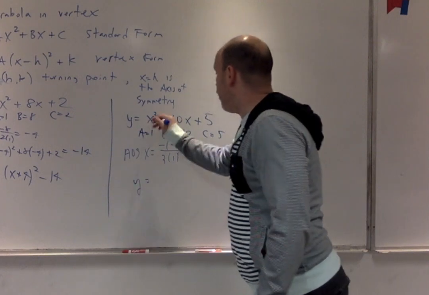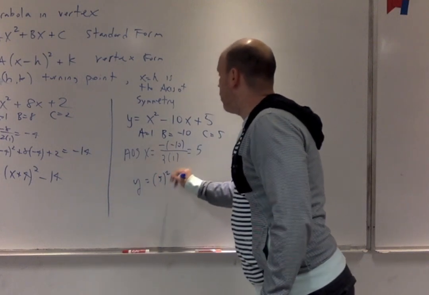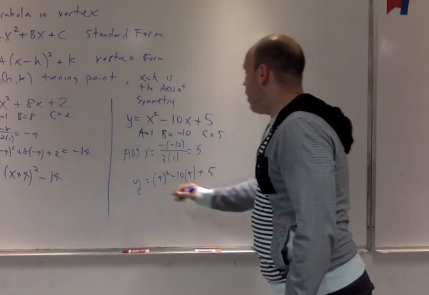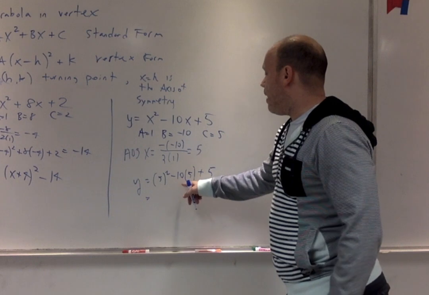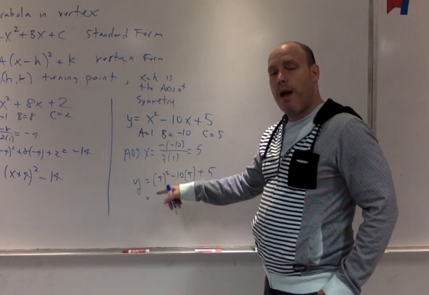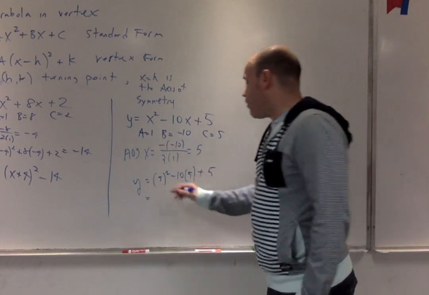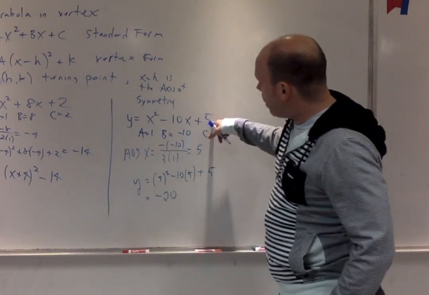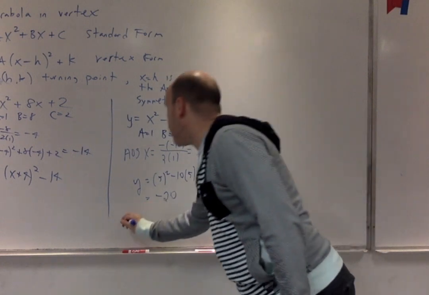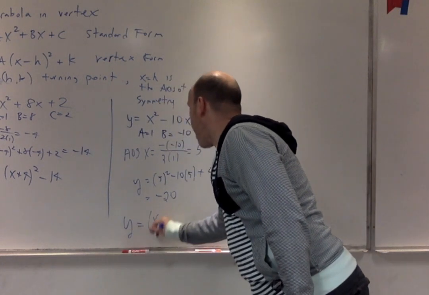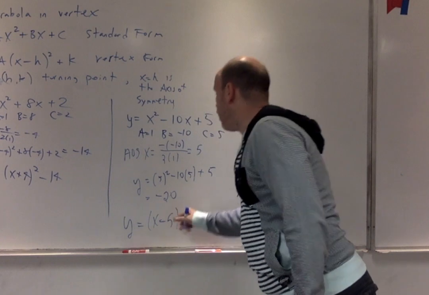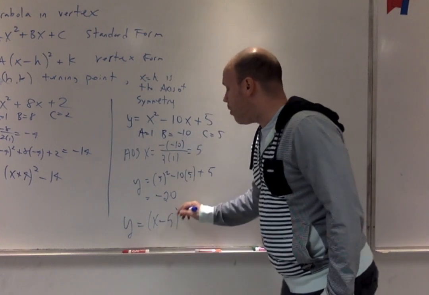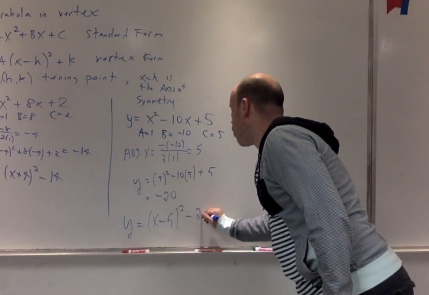y is equal to 5 squared minus 10 times 5 plus 5. And so we get 25 minus 50 is negative 25, plus 5 is negative 20, and therefore we can rewrite the equation from standard form into vertex form as y equals (x minus 5) squared minus 20. Remember, if the h is positive, then it's minus that value.